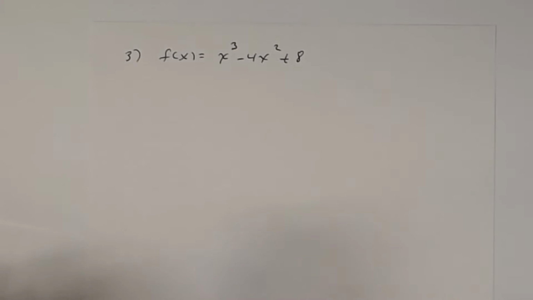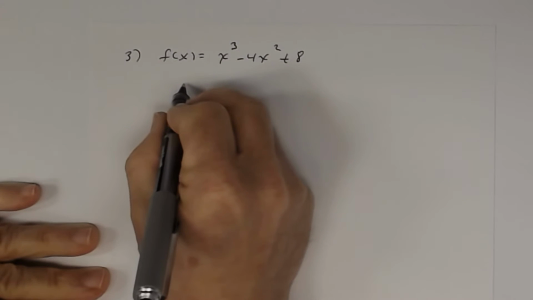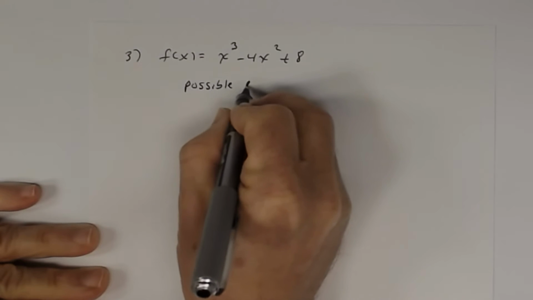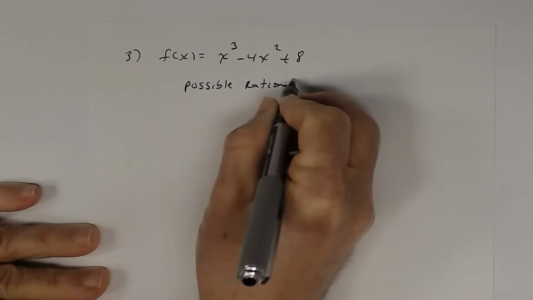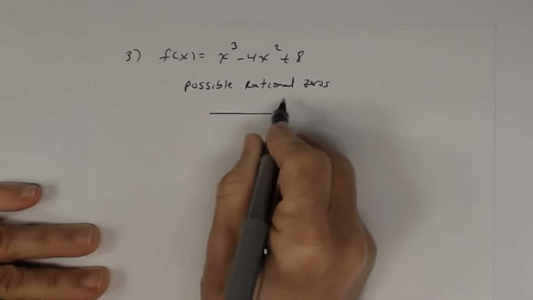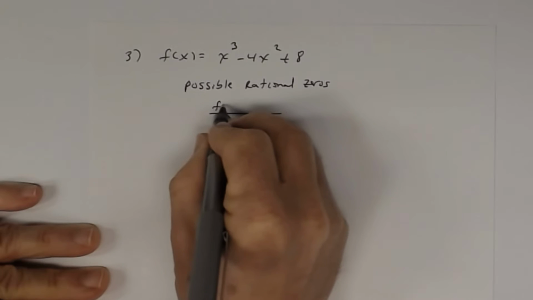Okay, so remember step 1, you list your possible rational zeros. So the possible rational zeros. So we have the factors of the constant term, which is 8. So the factors of 8.